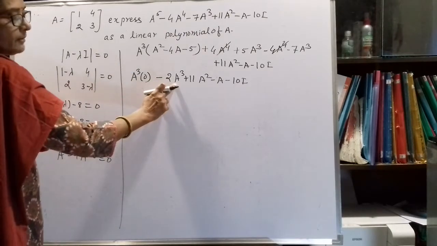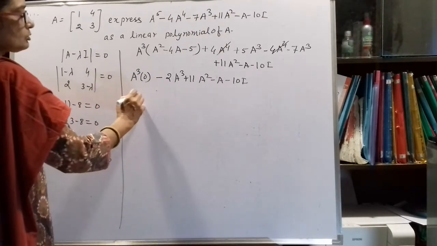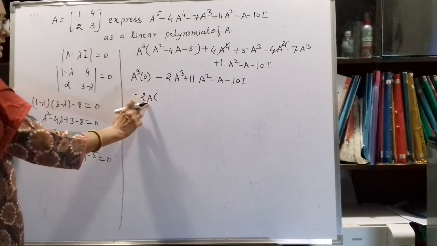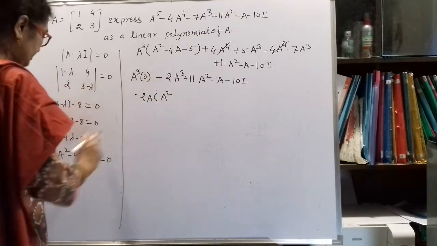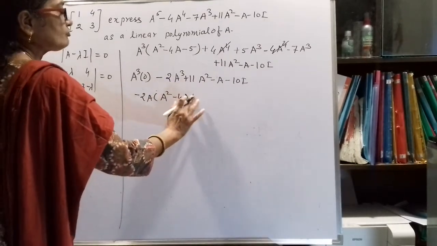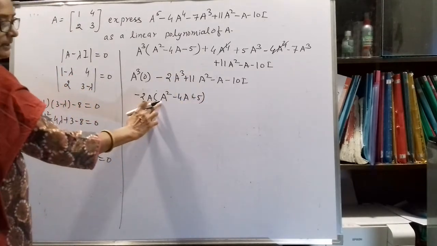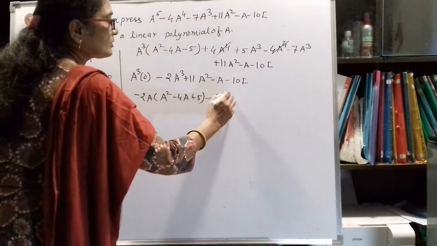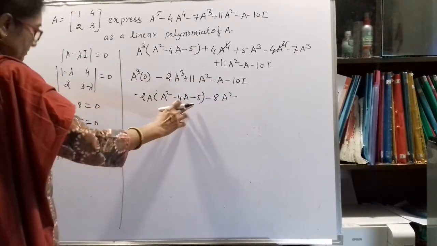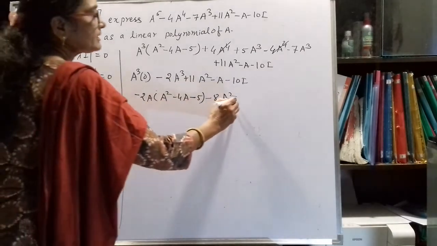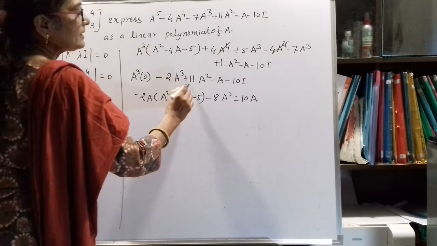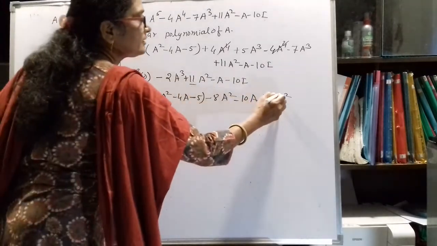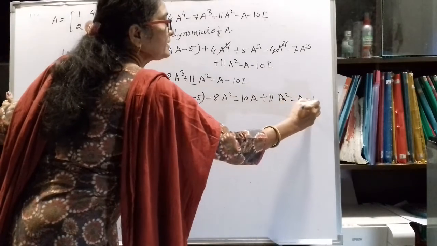Now here we have A cube, and we have A square, so minus 2A, because A square into A will get A cube. We wrote A. Now the remaining expression we have to write as it is, A square minus 4A minus 5I. So what extra did we do? Since we already had it, we did minus minus plus 8A square, so we will write minus 8A square. And here it is minus minus plus 10A written, so we will write minus 10A, and then the remaining expression as it is, that is plus 11A square. We only adjusted this one, the remaining terms we have to write as they are: A square minus A minus 10I.